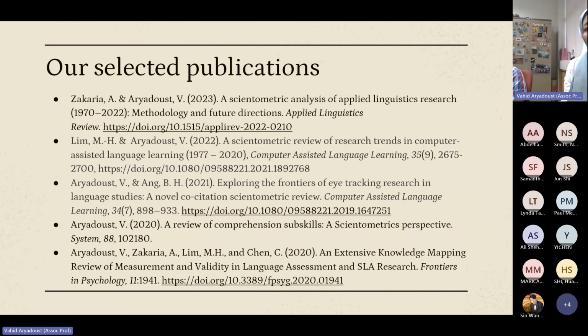So we've looked at various different aspects of applied linguistics using scientometrics. Our publication, the one that we have presented here, looked at the field in general, but Vahid has also looked at certain trends in subfields, which is what I mentioned earlier, that you can also look at specific areas. Here they looked at computer-assisted language learning and eye tracking. I quite like this article a lot, and a review of comprehension subskills, as well as research about language assessment and SLA in general.